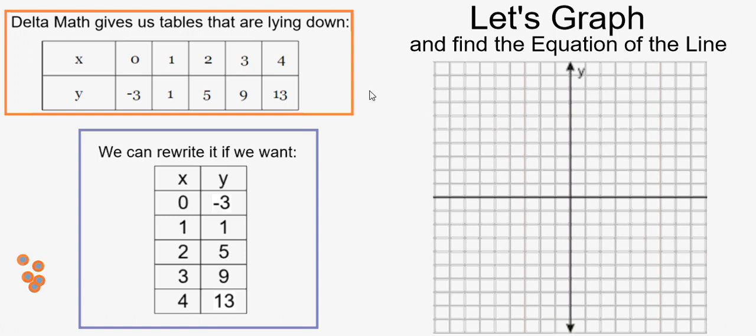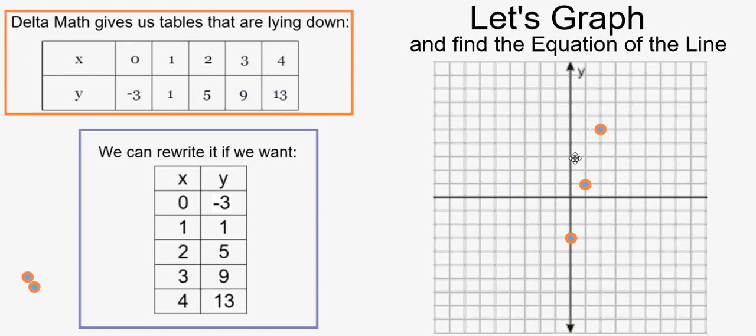It says graph and find the equation of the line. We could go ahead and graph, right? We could see that 0, -3. Let's find that point: 0 for x, -3 for y. There we go. The next point is 1, comma 1. Let's plot that. 1, comma 1 is there. This one's 2, comma 5. So over 2, up 1, 2, 3, 4, 5.